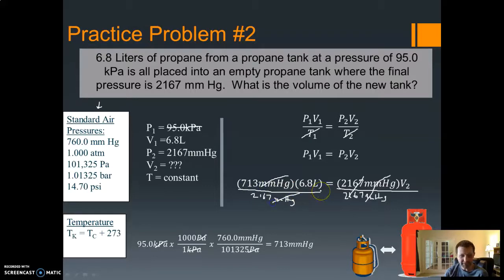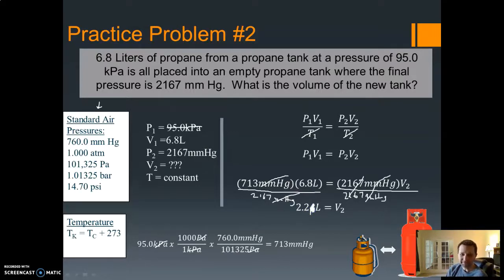All right, so the whole idea here of the unit analysis and canceling that out. So 713 times 6.8 divided by 2167. Figure out how many sig figs this should have. Based on those 3 numbers, how many sig figs should our final answer have? All right, and that gives us 2.2. Pretend that 4 isn't there. All right, 2.2 liters as my new volume.